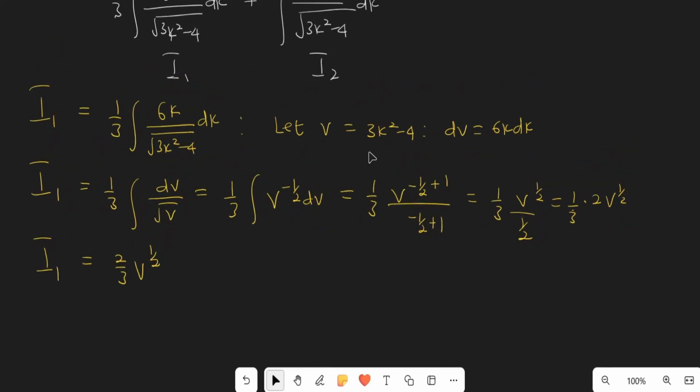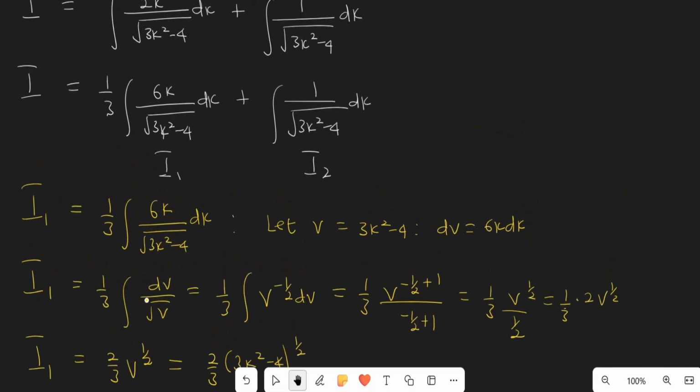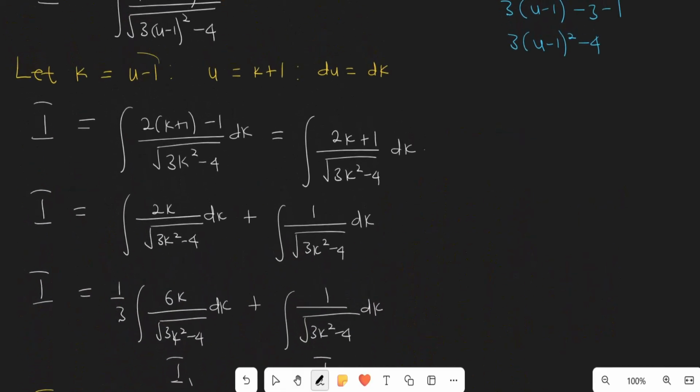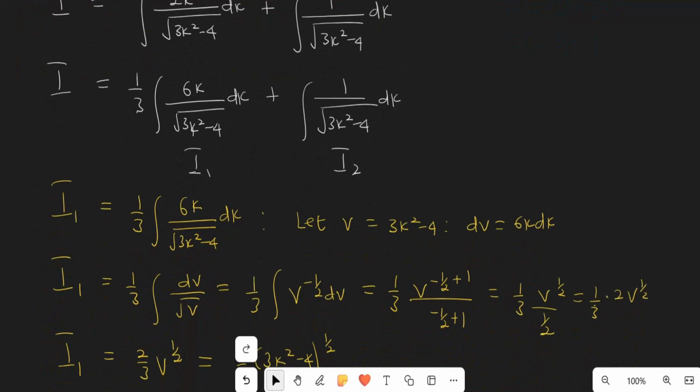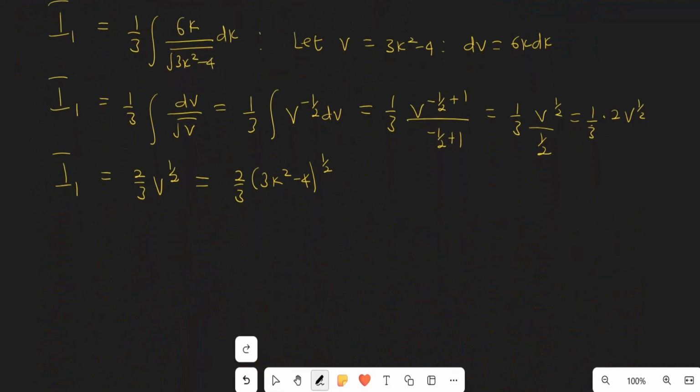But what is v? v is the same as 3k squared minus 4. So this is 2 over 3 times (3k squared minus 4), and this is raised to the power 1/2. But what is k in terms of u? k is the same as u minus 1. So we just replace that with u minus 1. I1 is going to be 2 over 3 and then 3 times (u minus 1) squared minus 4. This one raised to the power 1/2.